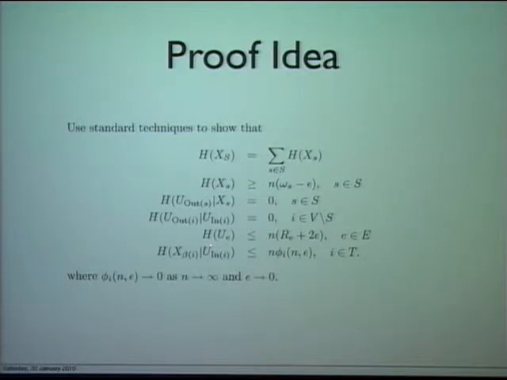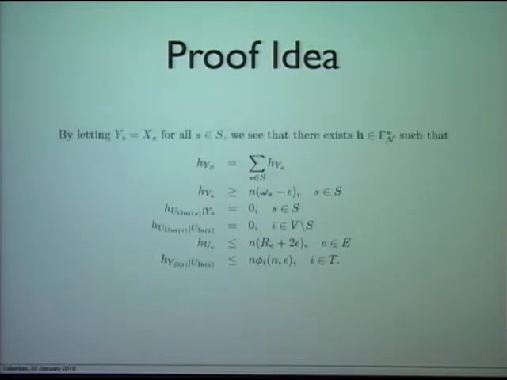And then for the reconstruction, we have the entropy of X beta I given U in I is less than or equal to some small quantity, where this small quantity goes to 0 as n goes to infinity and epsilon goes to 0. So when n goes to infinity and epsilon goes to 0, both this one and this one go to 0. Right? So this is nothing very complicated.